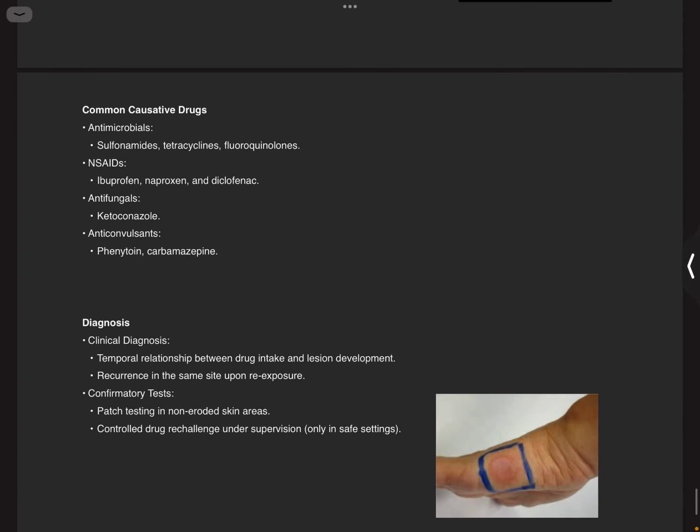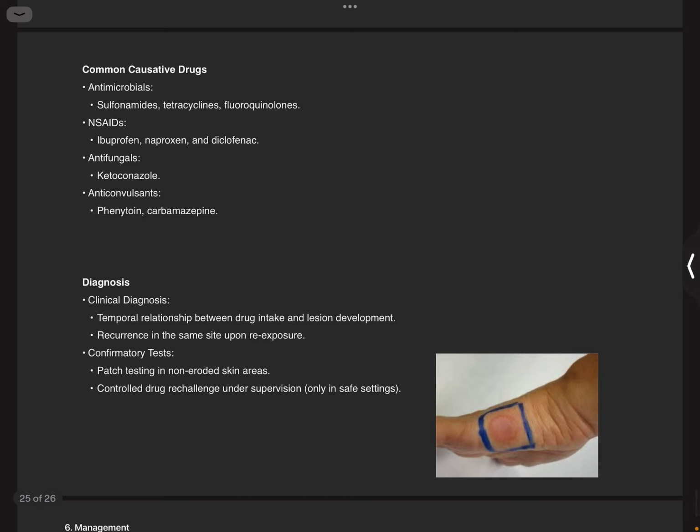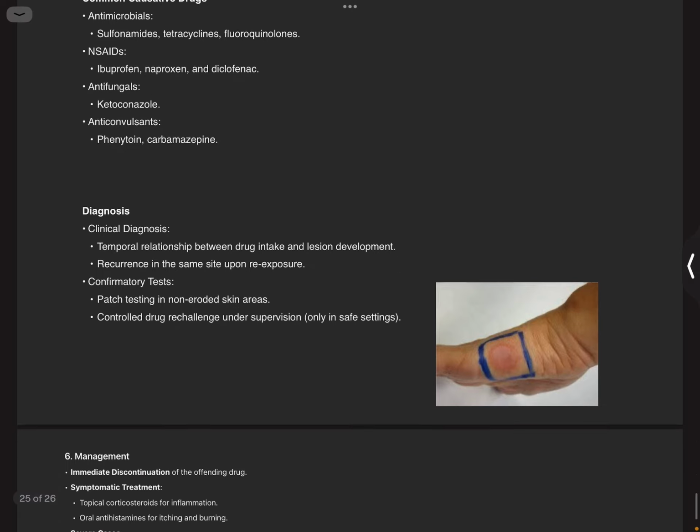The common causative drugs: antimicrobials, for example, sulfonamide, tetracycline, and fluoroquinolone; non-steroidal anti-inflammatory drugs, for example, ibuprofen, naproxen, and diclofenac; antifungals, for example, ketoconazole; and anticonvulsants, for example, phenytoin and carbamazepine. Also, oral contraceptives can cause fixed drug eruption.